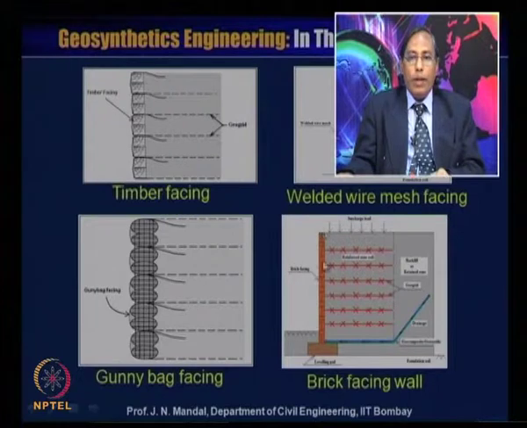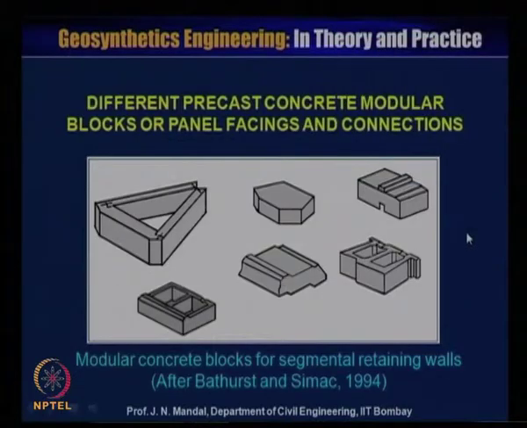The brick also works as a facing wall. This is the brick. You can place the brick, and then place a number of layers of the geogrid material. So the brick also acts as a facing element. Now there are different precast concrete modular block or panel facings and connections.